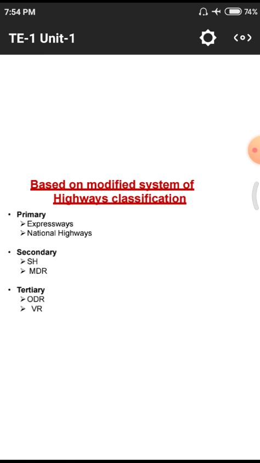Next one, depending upon the modified system, highways are classified into primary, secondary and tertiary. In the previous classification we saw national highways, state highways, major district roads, other district roads and village roads. But depending upon the functions, first one is primary, secondary and tertiary. In the primary we have two kinds of roads. First one is the express highways, where the vehicle speed is minimum 100 kilometers per hour. And next one, national highways.